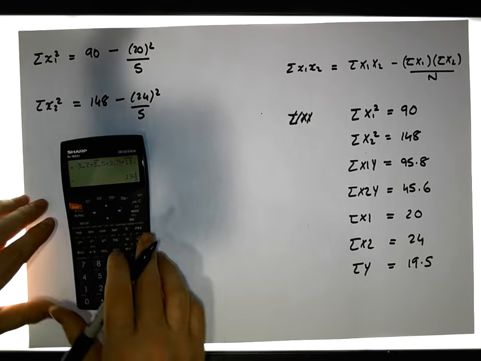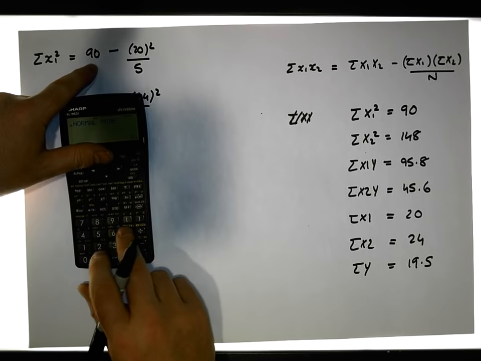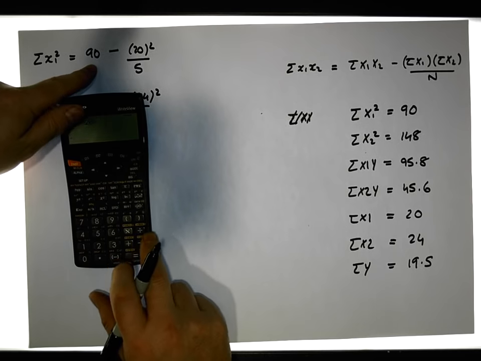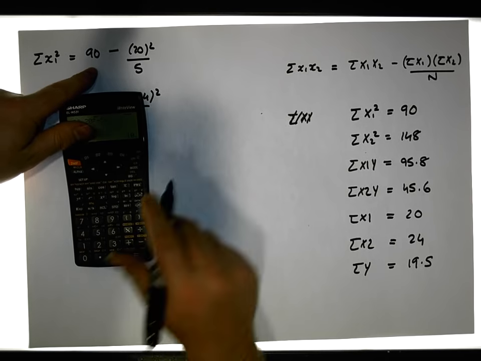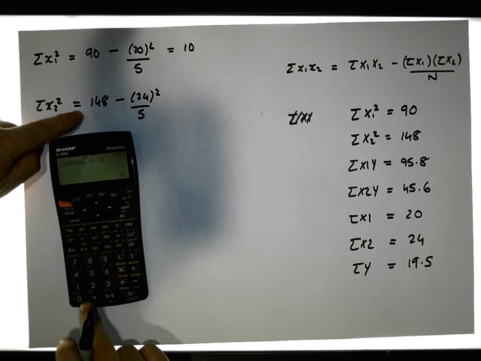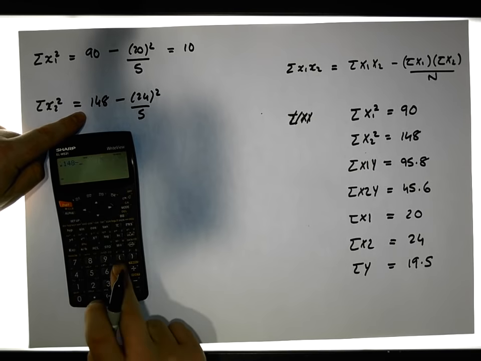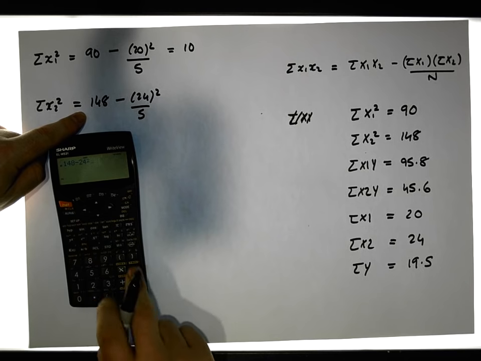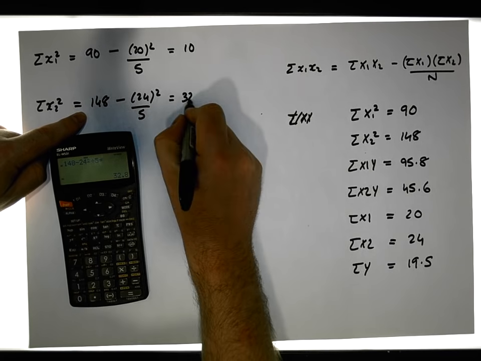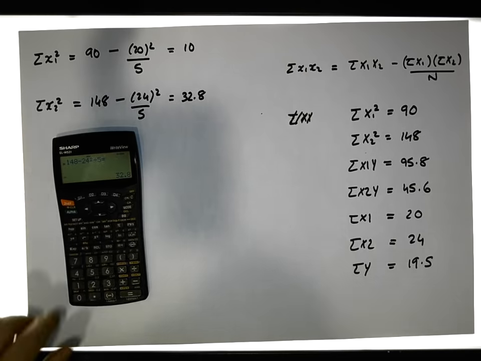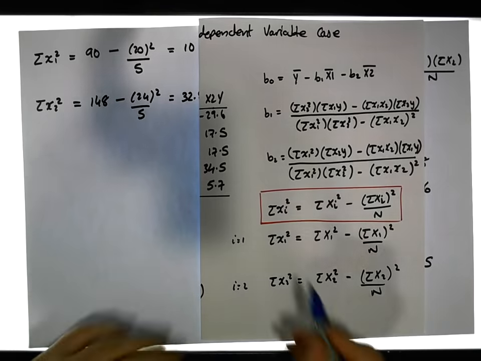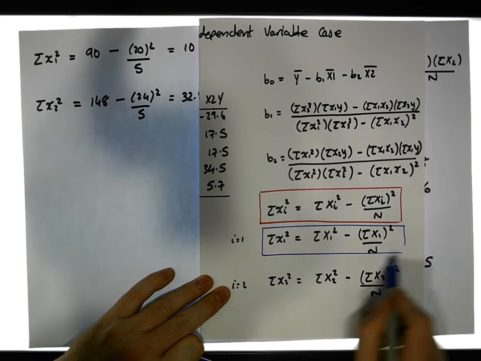Okay, let's just do those two calculations. The first one is 90 minus 20 squared, divided by 5, which gives us a nice handy number of 10. Then we have 148 minus 24 squared divided by 5, and that gives us 22.8. Brilliant. So what we've just calculated is this and this.